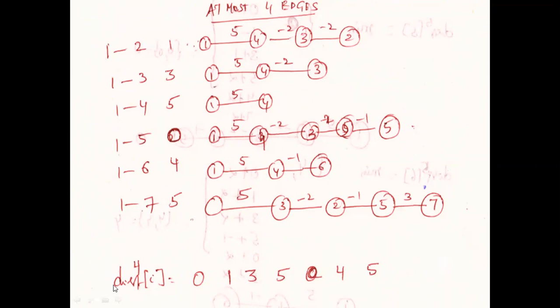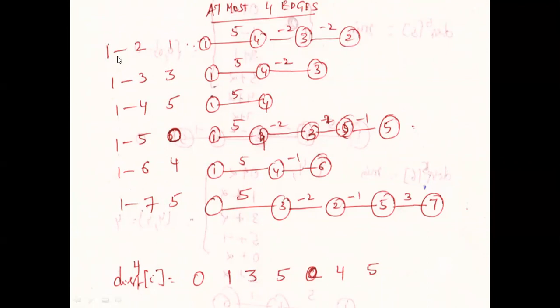So here we are representing distance power 4. First, 1 to 1 is 0. Then 1 to 2: by using 4 edges, there is no shortest path, it exists only by using 3 edges. That is 5 minus 2, that is 3.